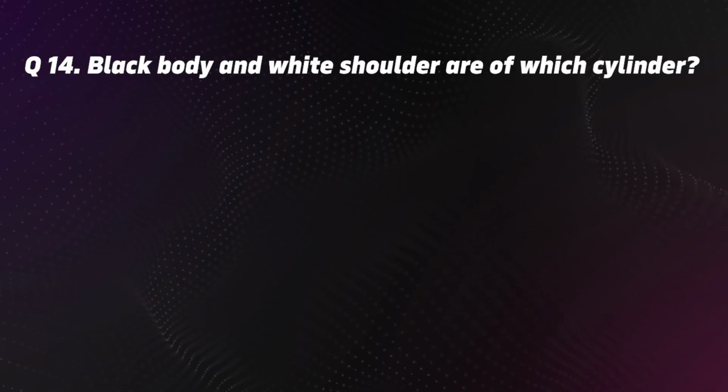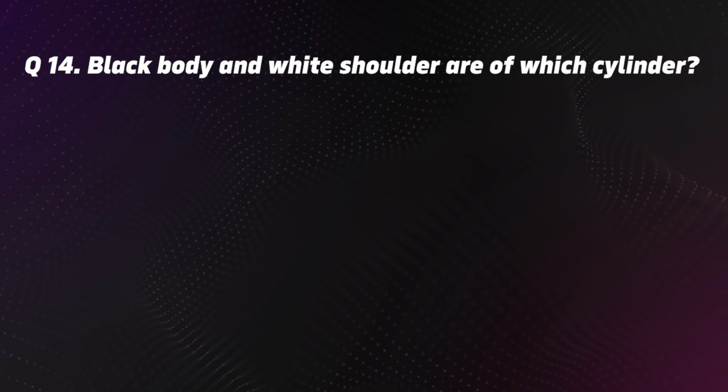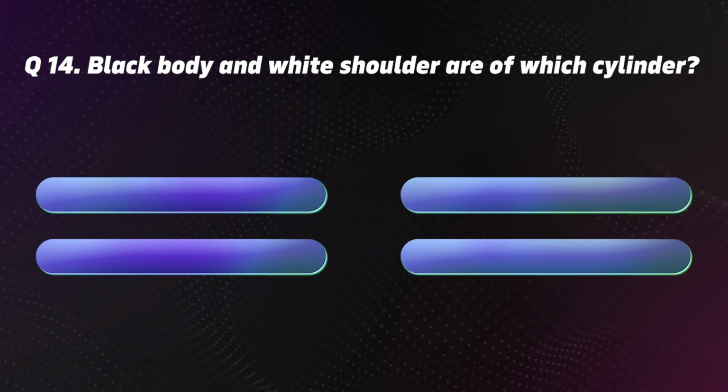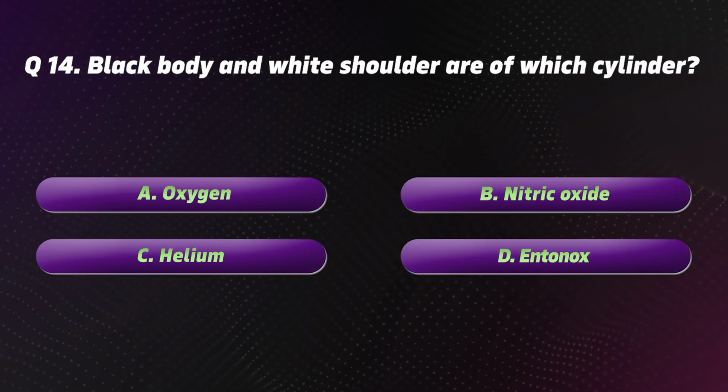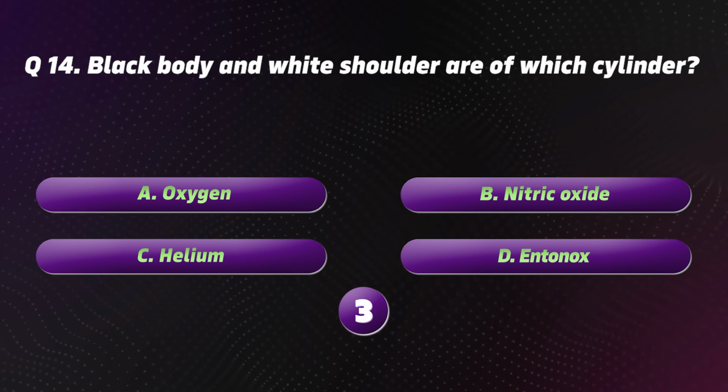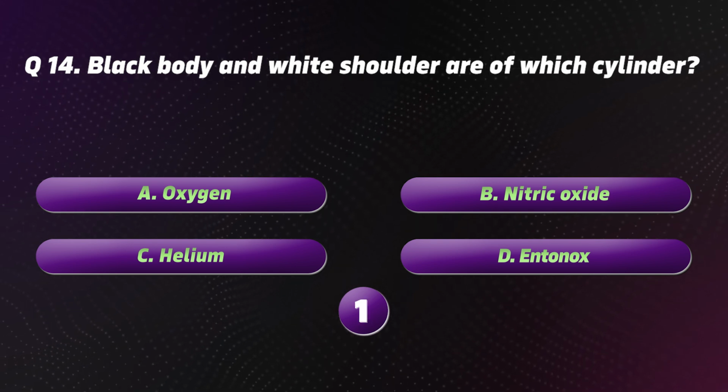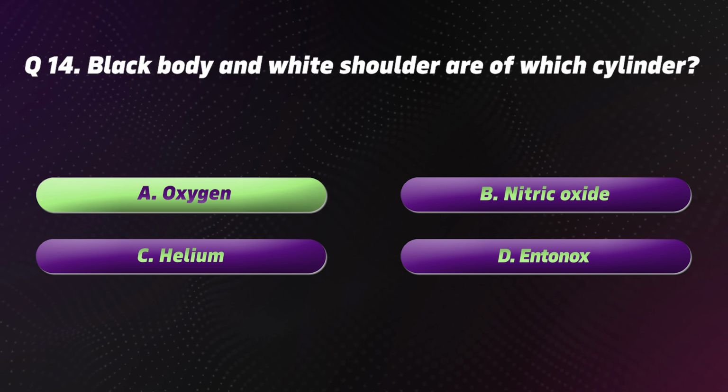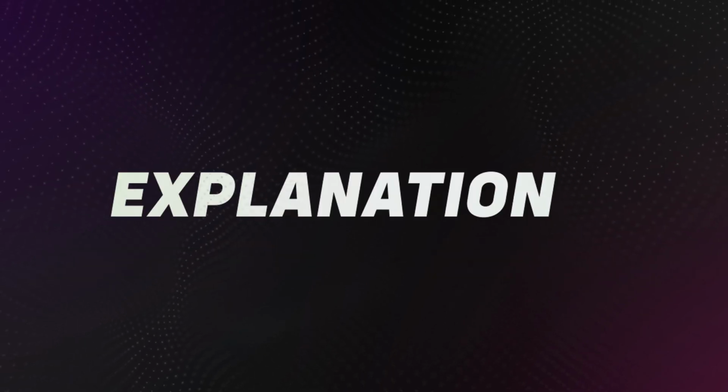Question 14. Black body and white shoulder are of which cylinder? Here are the options. A. Oxygen, B. Nitric oxide, C. Helium, D. Entonox. And the correct option is A. Oxygen. Here is the explanation.